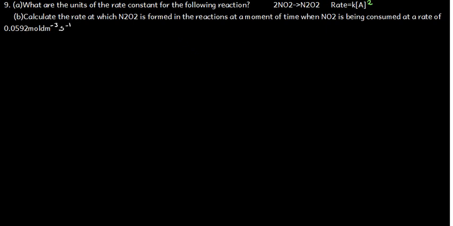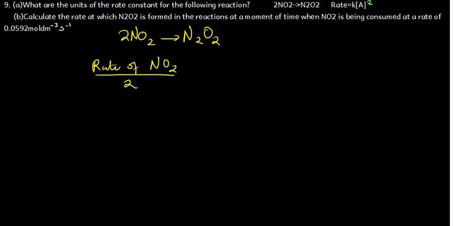Calculate the rate at which N2O2 is formed in the reaction at a moment of time when NO2 is being consumed at a rate of 0.05. Now, this is the reaction. Let me just rewrite it. 2NO2 decomposing into N2O2. Now, the rate of disappearance of NO2 divided by the coefficient should be equal to the rate of appearance of N2O2 divided by the coefficient. Now, if we want to calculate the rate of this one, we know the rate of this one.